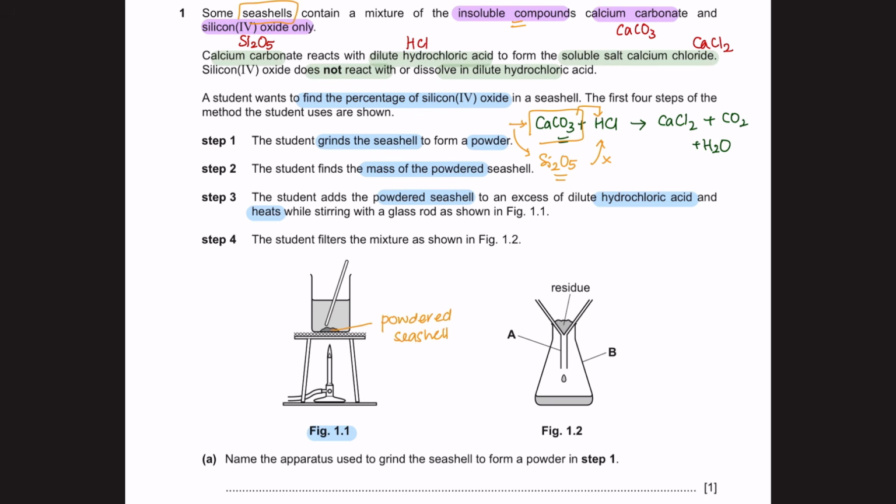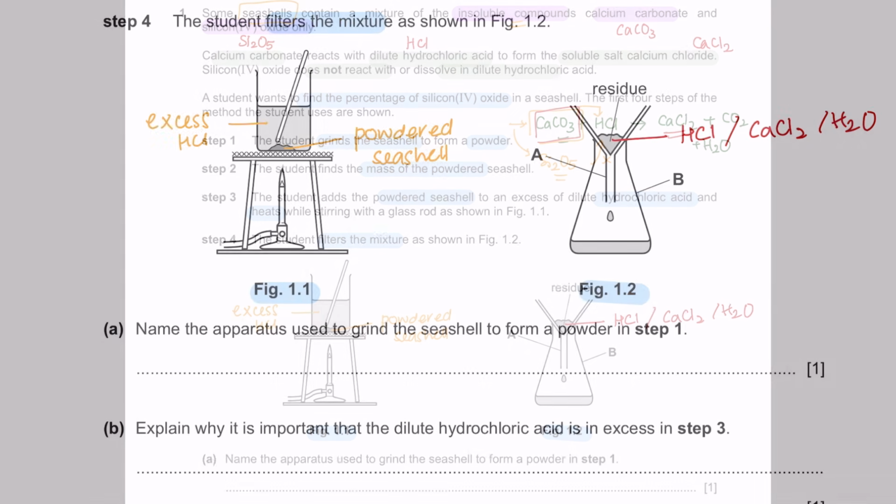So over here is the powdered seashell, which is reacted in excess of dilute hydrochloric acid. Step 4, the student filters the mixture as shown in figure 1.2. Since we are using excess hydrochloric acid, it means that we want all the calcium carbonate to fully react. So the residue here can be the leftover of unreacted hydrochloric acid or some calcium chloride or even a little bit of water.